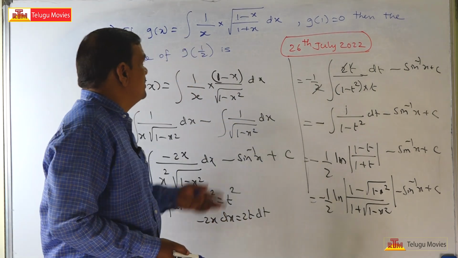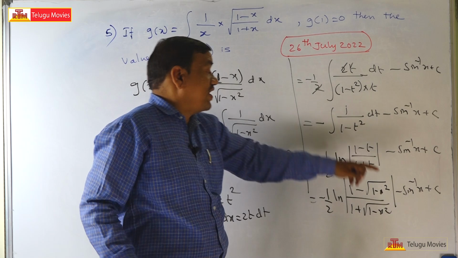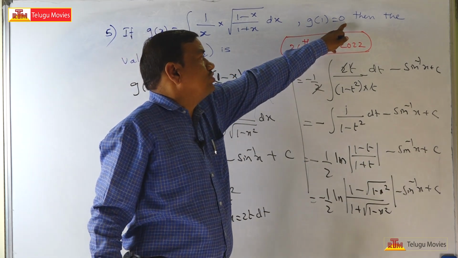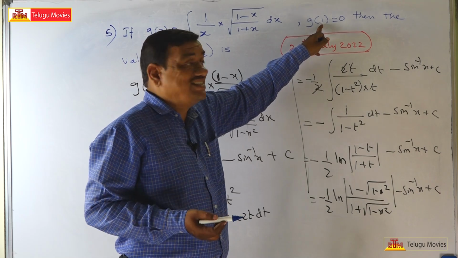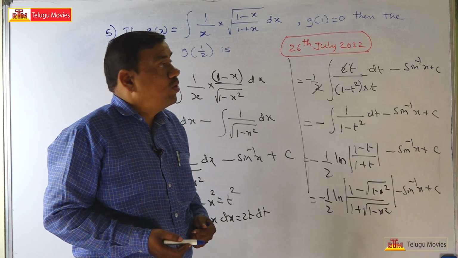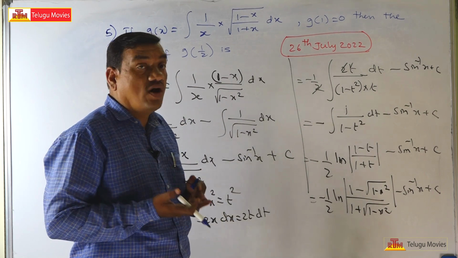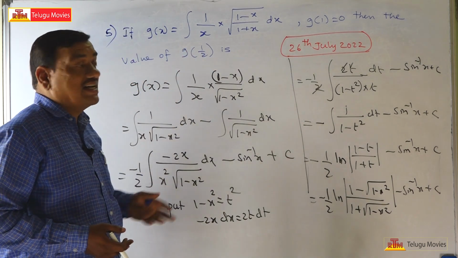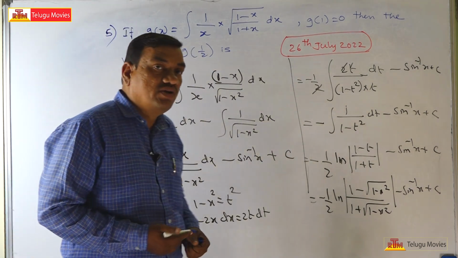Afterwards, everything is known. To find the constant of integration, it is given g of 1 is equal to 0. That means whenever you substitute x is equal to 1, the total expression value is 0. Okay, so substitute that and get the value of c. After getting c, we need g of 1 by 2. So wherever x is there, substitute 1 by 2, that will be our answer.